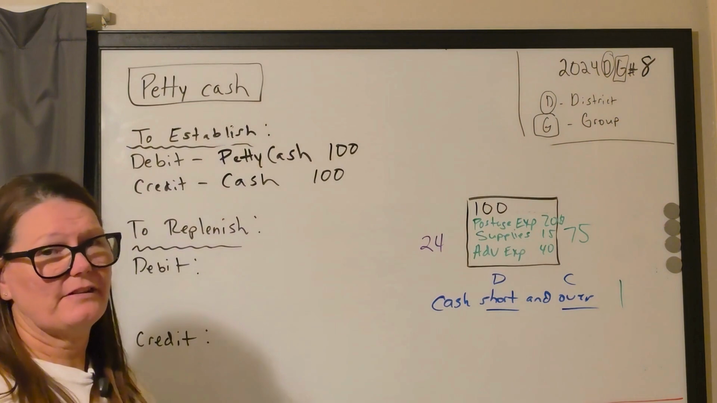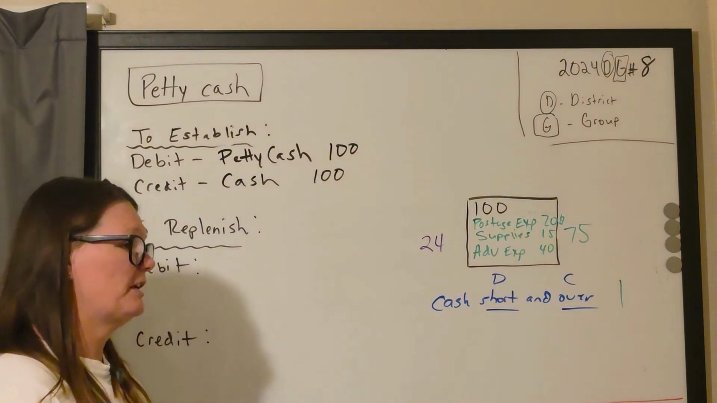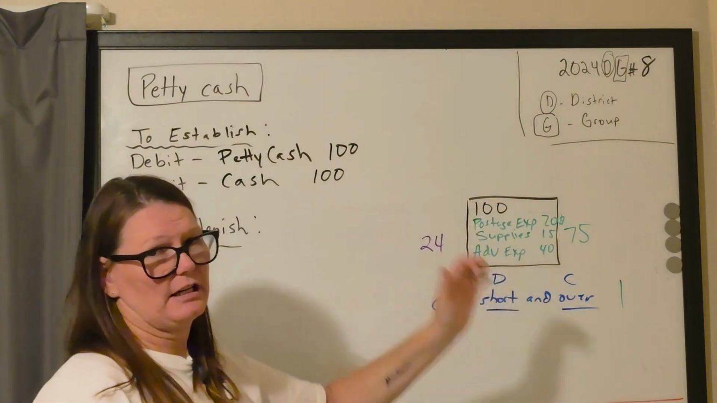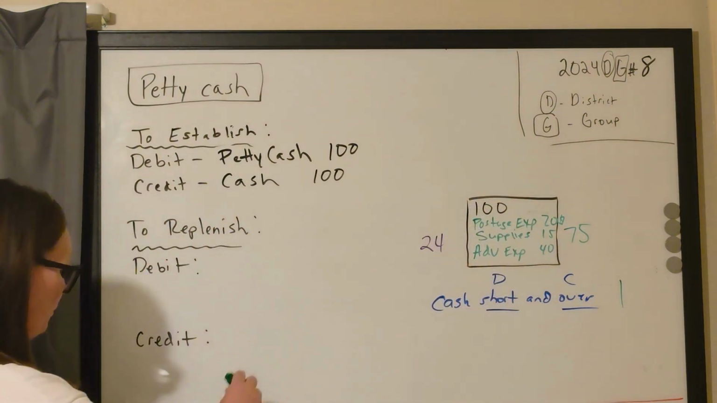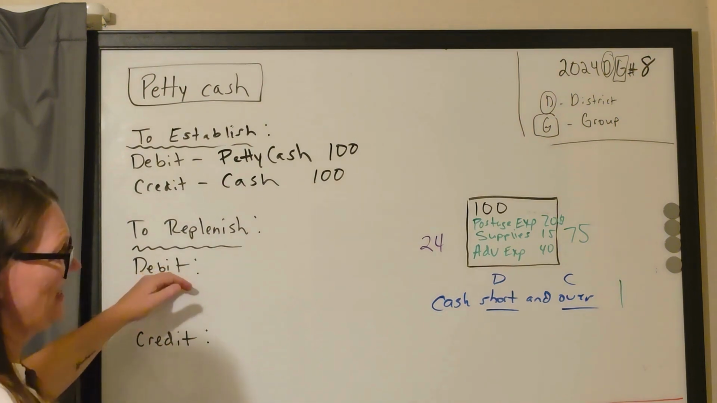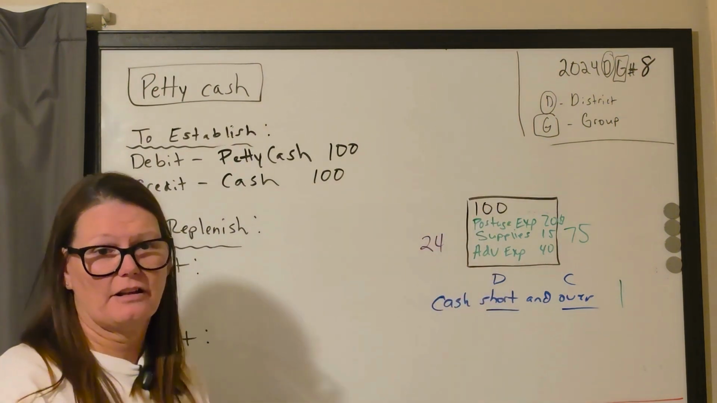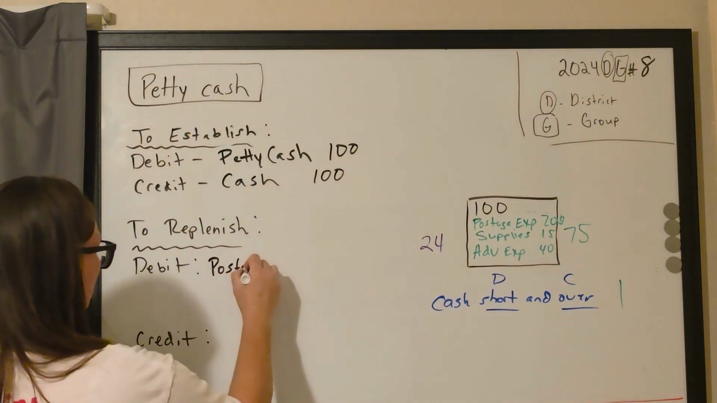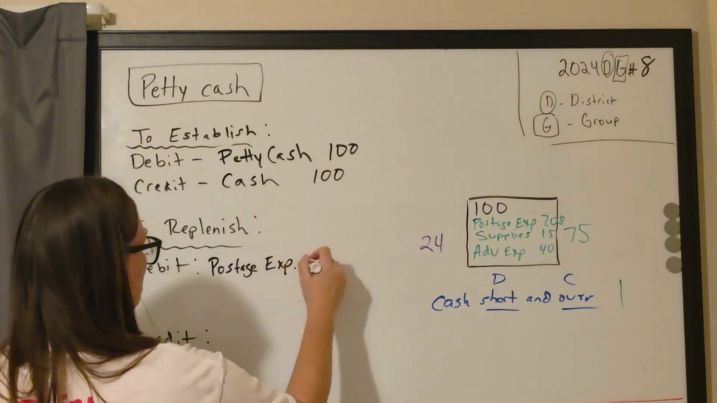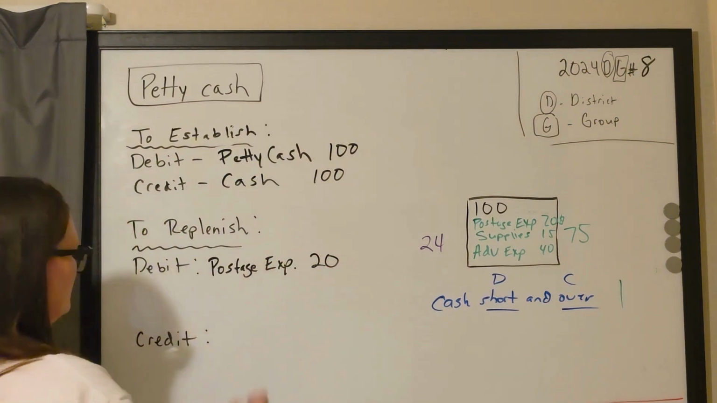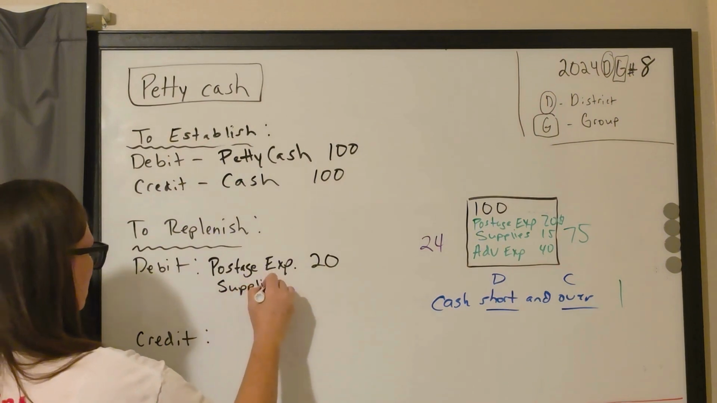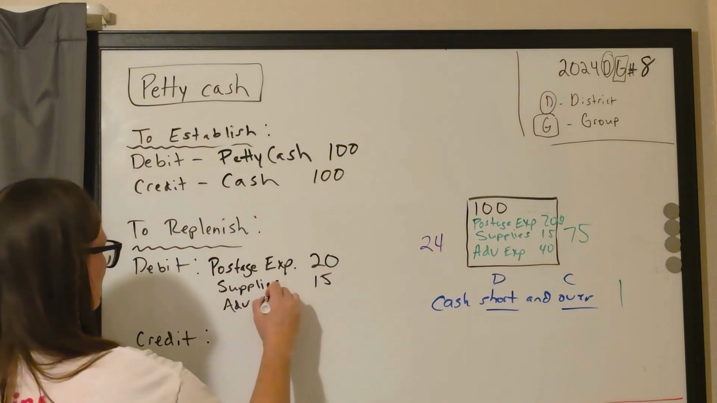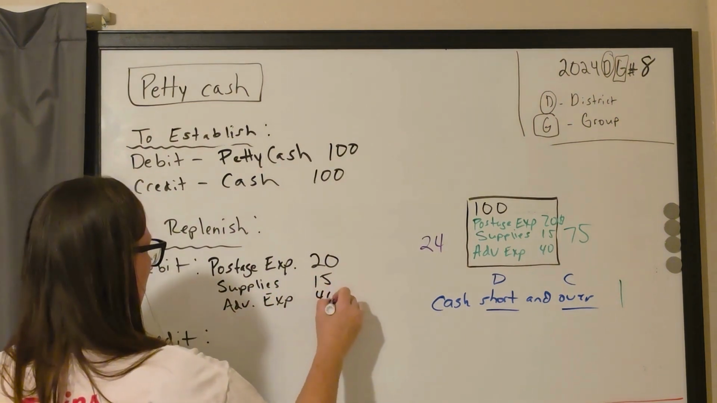Now, at the end of the month, it's time to replenish the petty cash fund, which means put back the amount of money that we spent so it starts at 100 again. The way you do that is you list as debits the accounts that we spent the money on. So we're going to debit postage expense for $20. We're going to debit supplies for $15. We're going to debit advertising expense for $40.